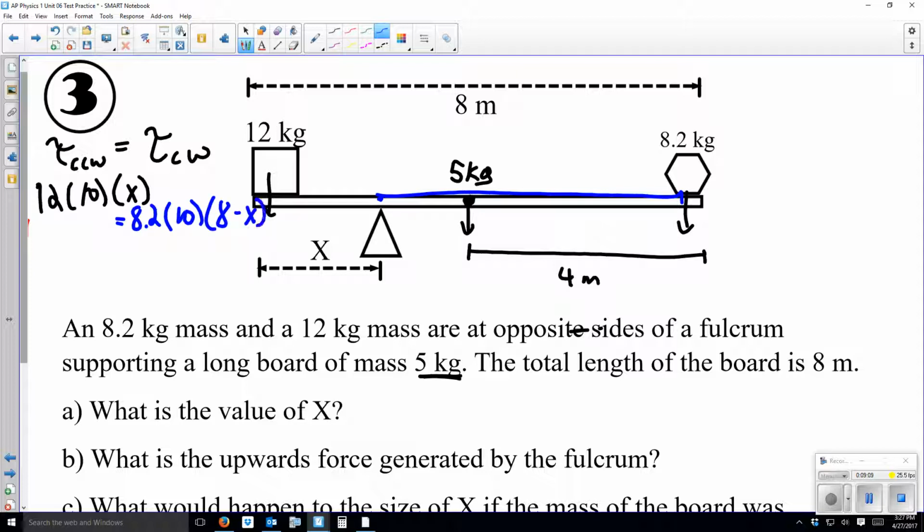And then along with that, I've got another clockwise. I've got the 5 times 10 times this time. We know that this whole distance here is 4 meters because we said that the center was at 4 meters. So the only distance I'm looking for here is going to be 4 minus x for that distance away from the center of rotation. So doing all of that math, we end up with an x of 3.4 meters.